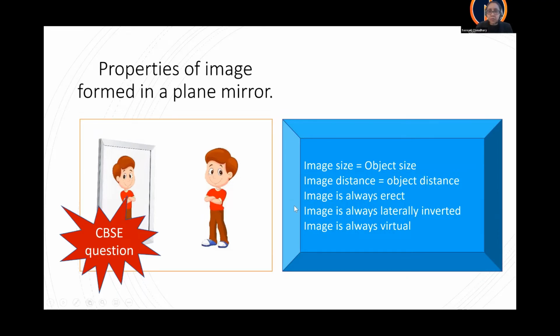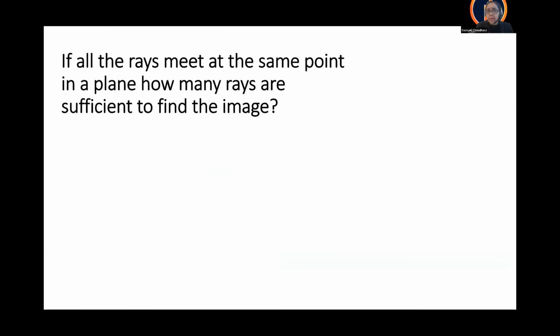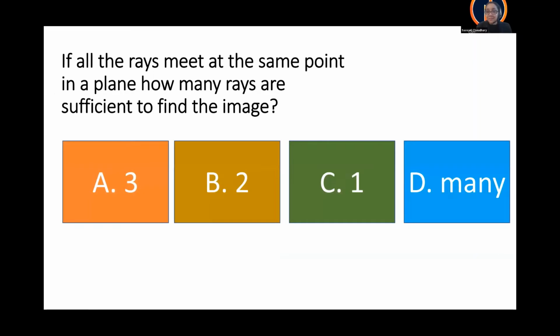Now, let me see your logical thinking. If all the rays meet at the same point in a plane, how many rays are sufficient to find the image? Options are 3, 2, 1, many. Come on, write me the answer in the chat. Write the answer in the chat and let me see your logical thinking.